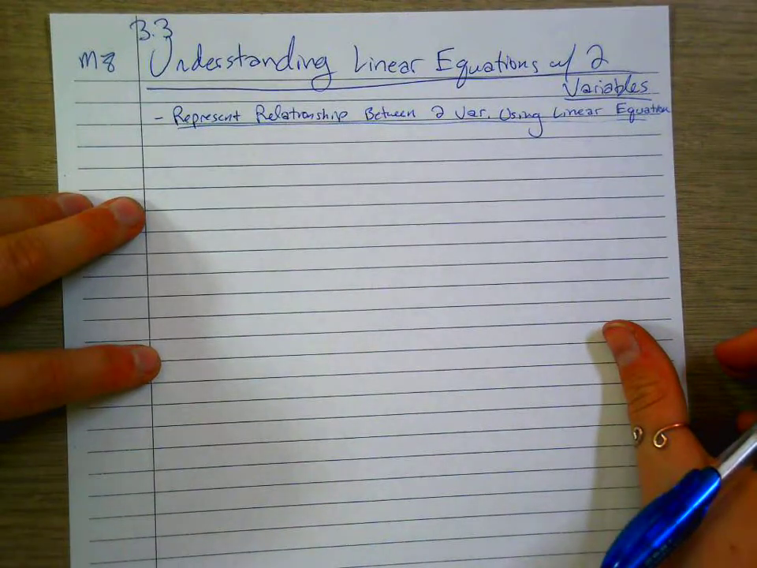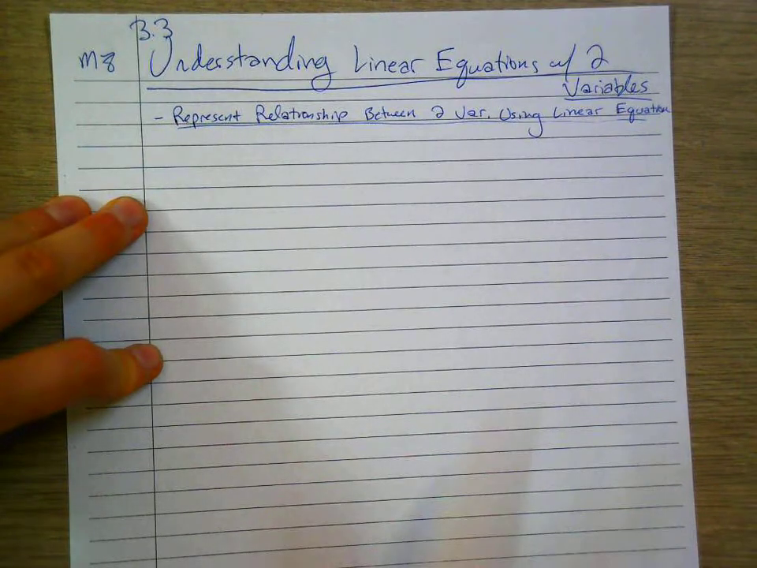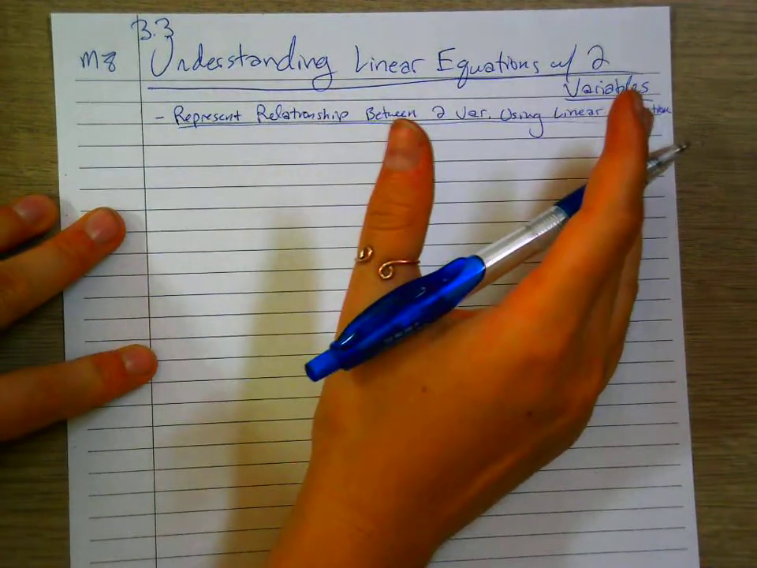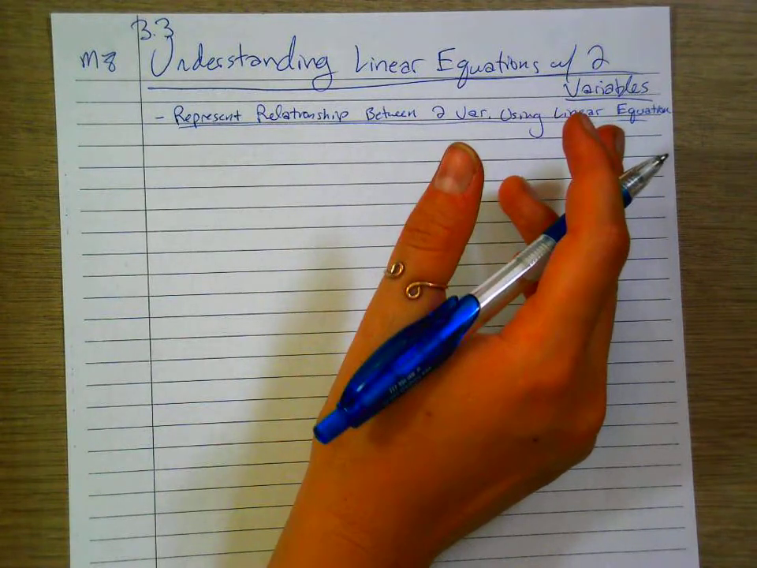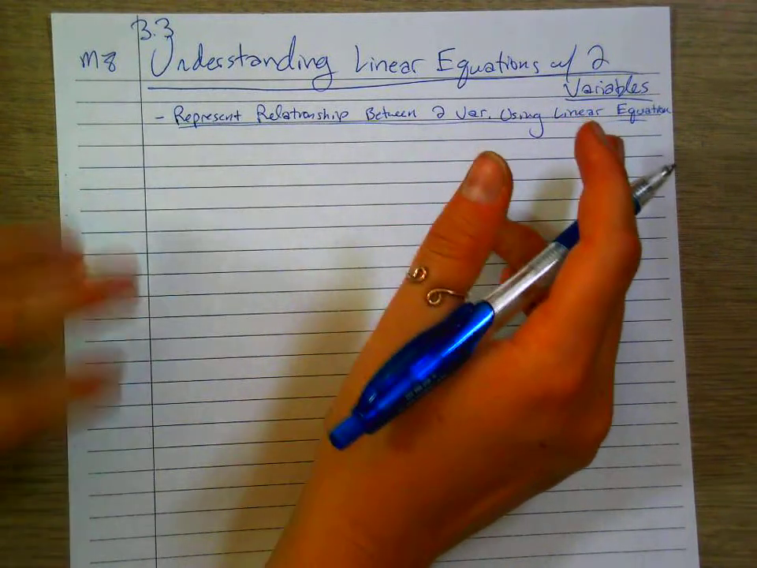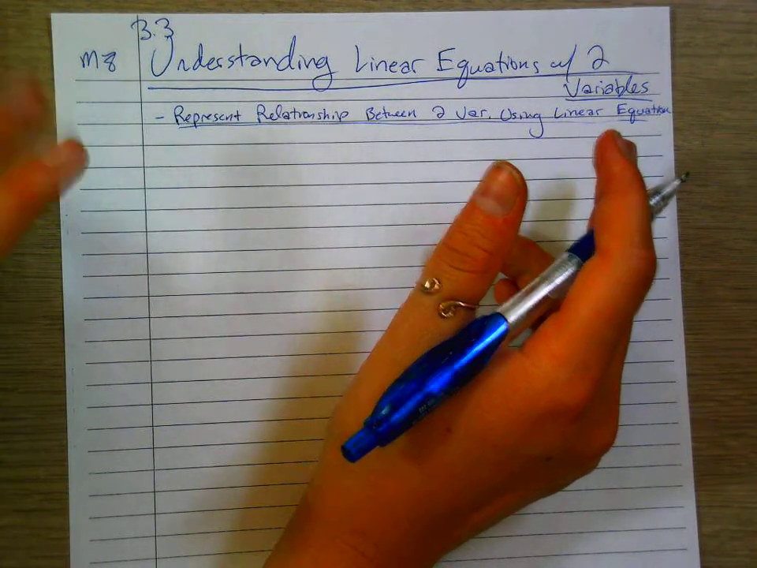This is Math 8, Section 3.3. We're going to be understanding linear equations with two variables. So far, we've only covered things that have one variable, like an x or a y, but now we're going to be doing things that have two variables. So let's start out with considering a situation.